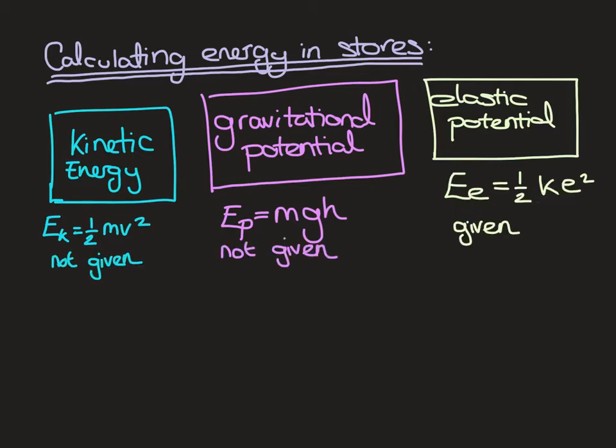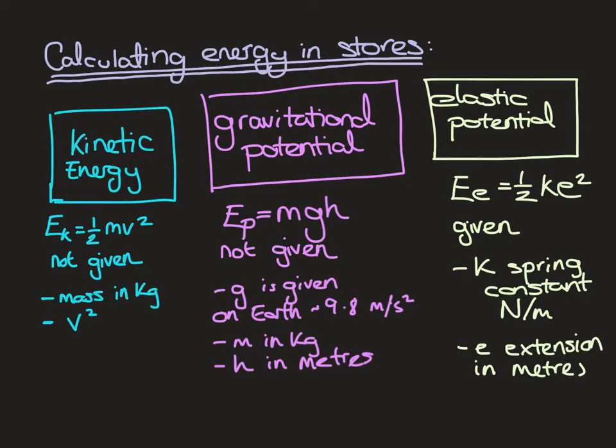Now remember, for the AQA syllabus, the equation to calculate the kinetic energy store is not given, so you need to remember it. The equation to calculate the amount of energy in a gravitational store is not given, so you need to remember this one. But this equation here for the energy stored in a spring, for example, in an elastic potential store will be given on the formula sheet, so you just have to remember it's there and go and look for it.